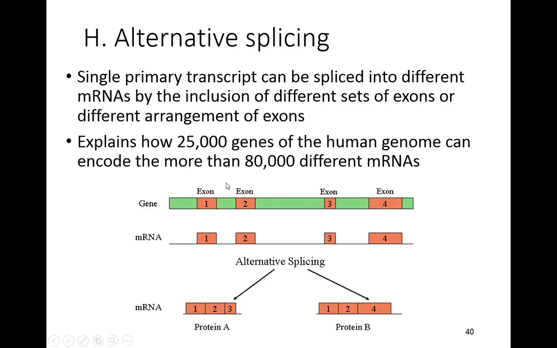And once you have these exons identified, they can be mixed up. You can have 1, 2, 3, 4, that'll produce one type of protein, or you can do 1, 2, 4, 3, or 1, 2, 3, or 1, 2, 4, and that's called alternative splicing. So it's the arrangement of these exons which also helps determine what type of protein it is. And this explains how 25,000 genes can produce more than 80,000 different types of RNAs.